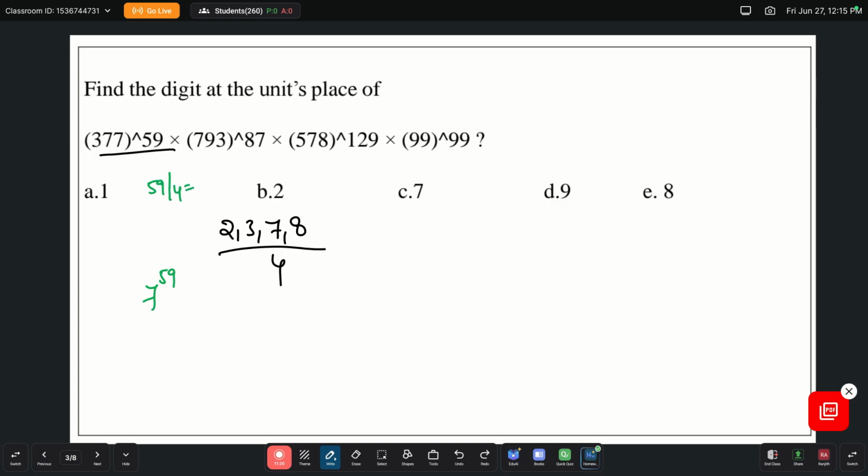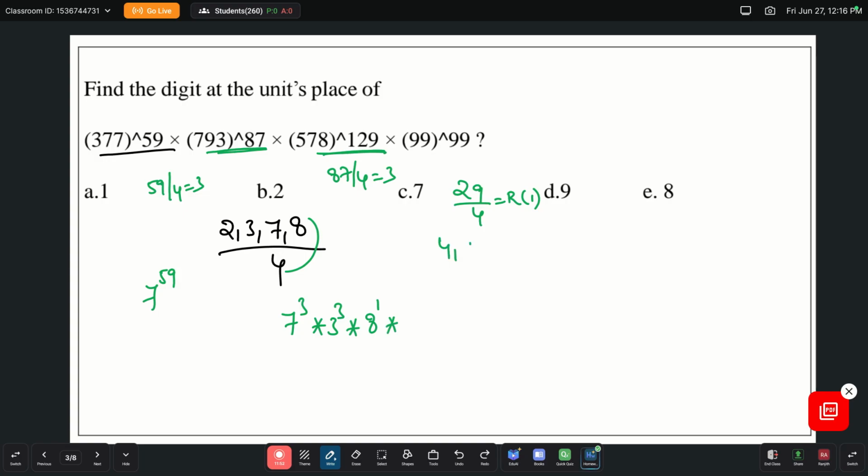Okay. Next. So find the digit at the end of, at the units place of given value. So again in 2, 3, 7, 8 after 4 steps we have repetition. 7 power 59. When we divide 59 divided by 4, remainder will be equal to 3. So we can write 7 cube into 3 power 87. 87 divided by 4. Remainder will be equal to 3.